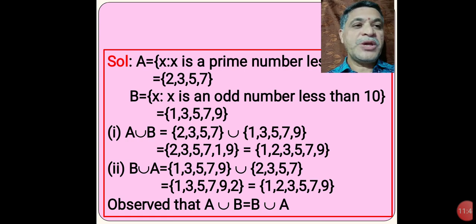Now go to B union A. B is equal to 1, 3, 5, 7, 9. First you write the B set because B union A we calculate.